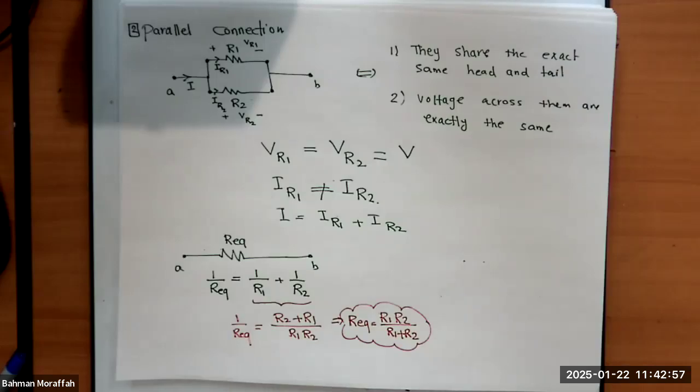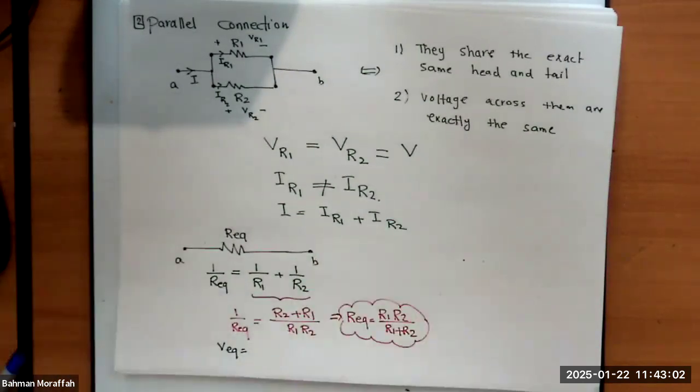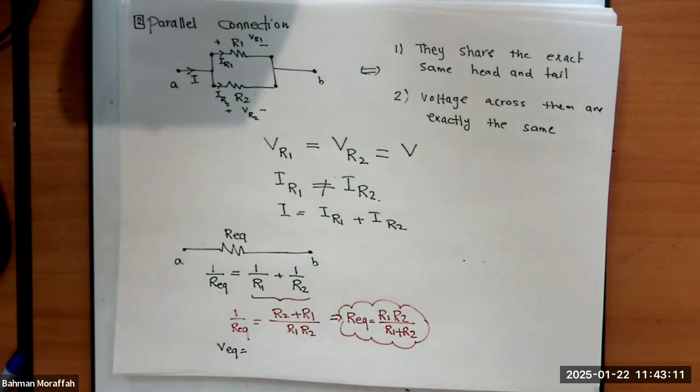What else do we know? What can we say about V equivalent, basically the voltage across the equivalent resistance? Remember, V equivalent is the same as the voltage between A and B. So if I go up there, what is the voltage between A and B? It's V across R1 or V across R2, but they're exactly the same. So V equivalent is V across R1 or V across R2, or as we called it up there, V.